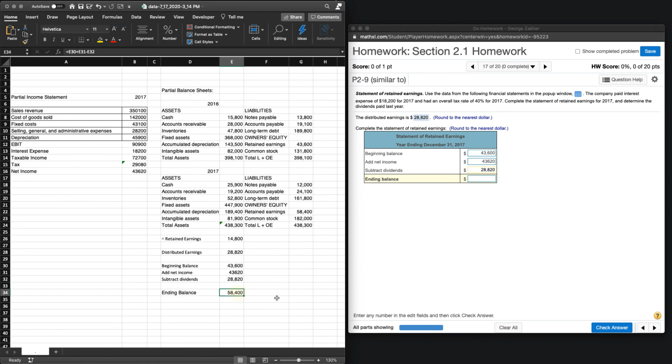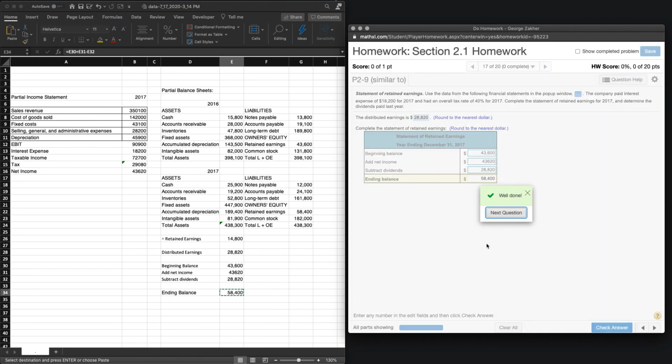Excellent, so we've completed the statement of retained earnings. Remember, you need to complete the income statement and balance sheets first, and then follow a few formulas, and you're good to go. Happy financing!